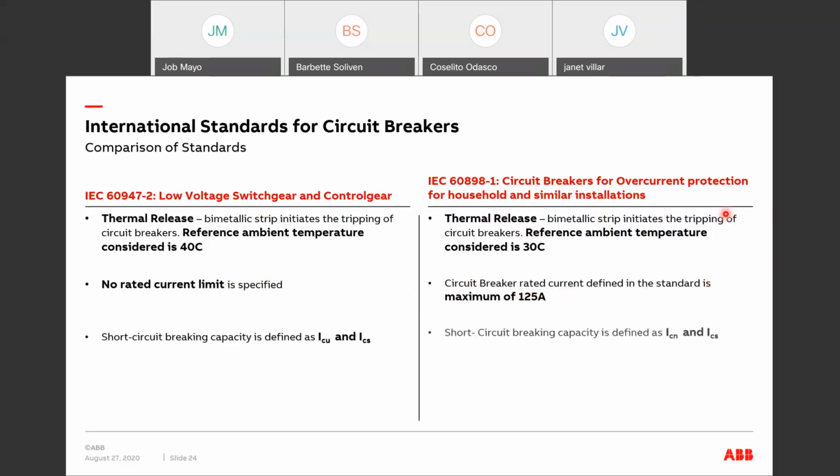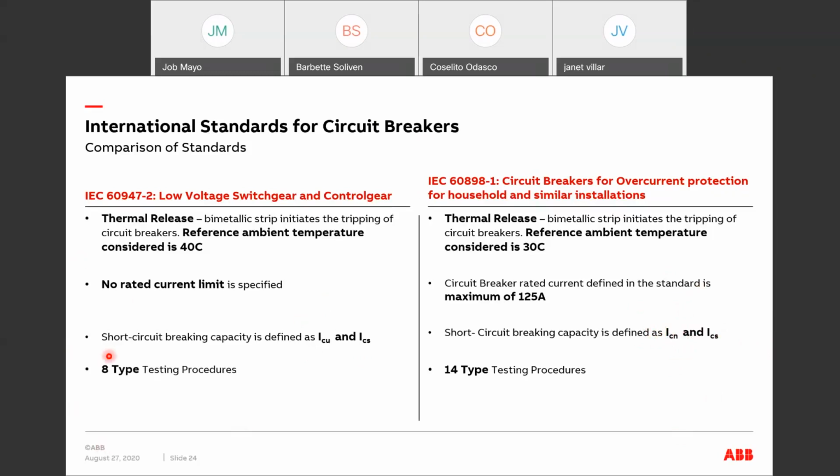Of course, the two still have ICU and ICS, or the ultimate breaking capacity and the service breaking capacity. The difference is that we are using the ICN for IEC 60898-1. So if we are using a circuit breaker under the 60898-1 standard, we won't find an ICU for it. We will find an ICN. These are still based on the short circuit fault or the calculated short circuit current that we have on the bus, so it should be greater than the one that we calculated.